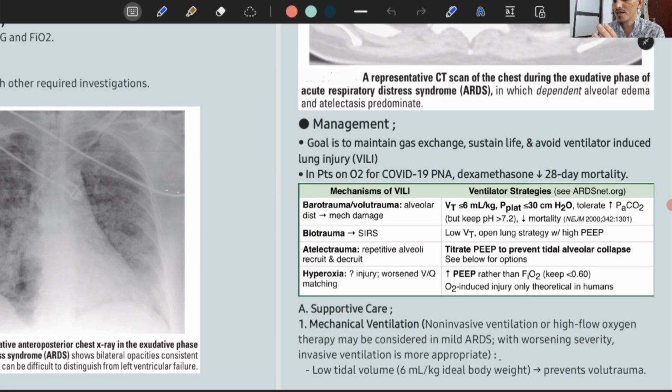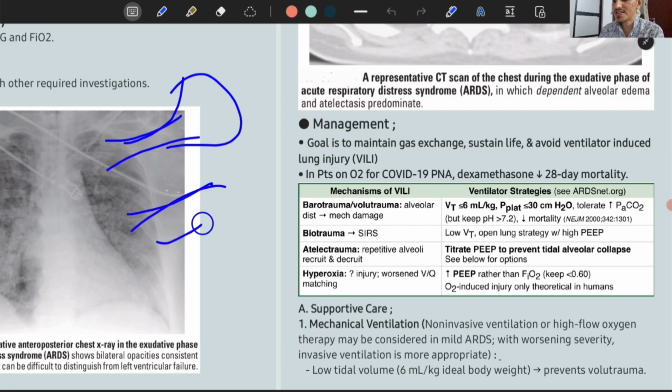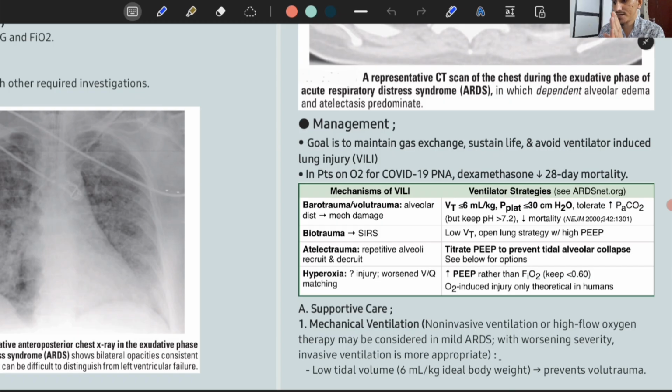Atelectrauma is when you give air, the collapsed alveoli will open, and during expiration the alveoli will collapse again. Repeated distension and collapse of the alveoli will cause injury to the alveoli. That is atelectrauma, and it is prevented by giving PEEP. This PEEP adjustment is the mainstay of management of ARDS. Then, one more is hyperoxia, increased oxygen. Oxygen itself causes injury to the lungs by generating free radicals.